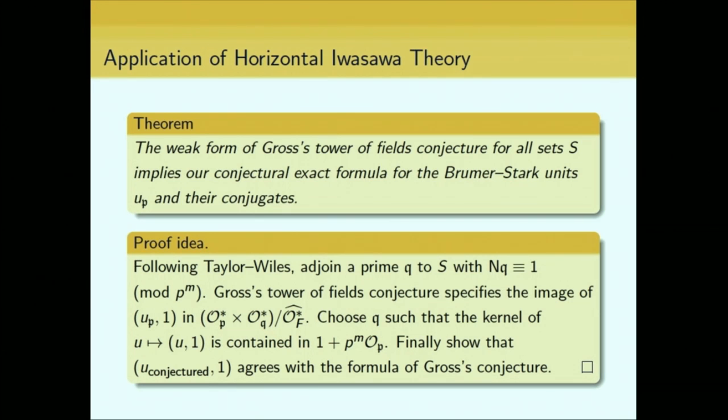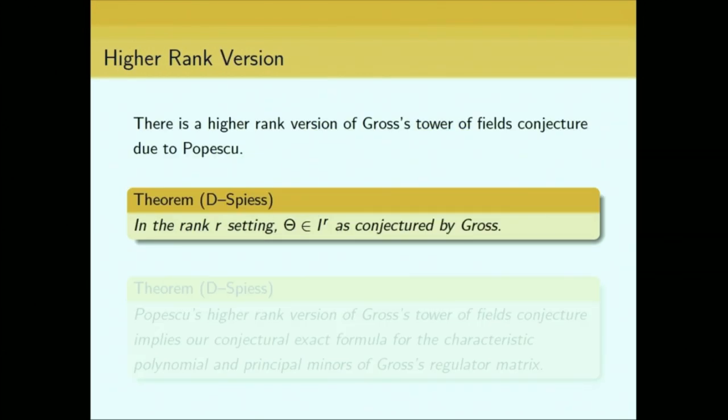So I just want to state that because that's a flavor. And I mentioned my conjectures with Spiess on the principal minor of Gross's regulator matrix. So I'll say that now there's a higher rank version of Gross's tower of fields conjecture due to Popescu, and a theorem that I stated, which is analogous to the theorem on the order of vanishing of p-adic L-functions, is that in the rank r setting, theta is in I^r. In the rank r case, it's not just I, but it's I^r.